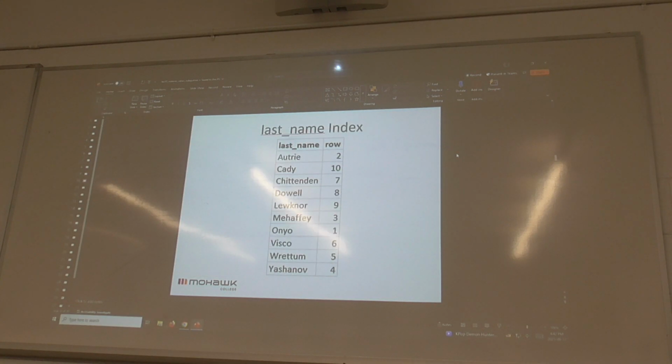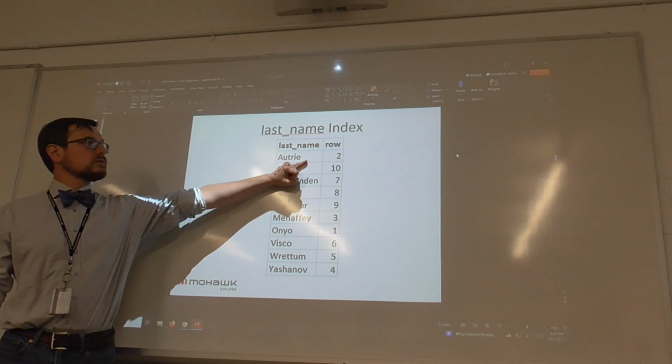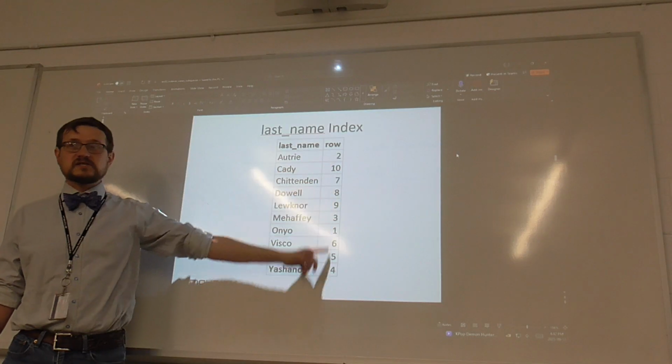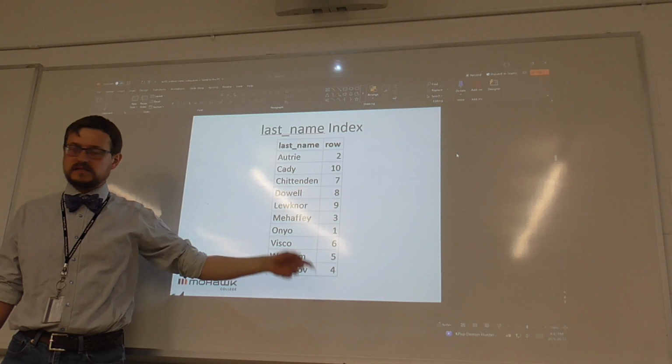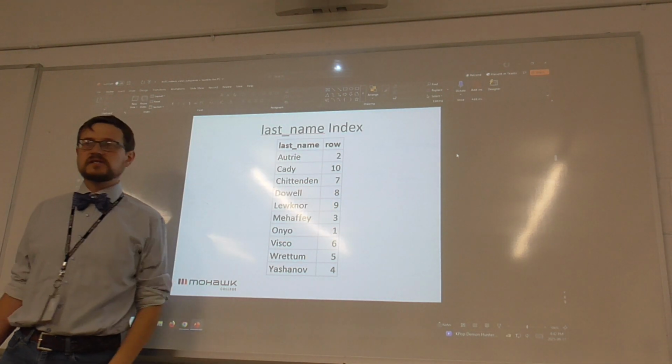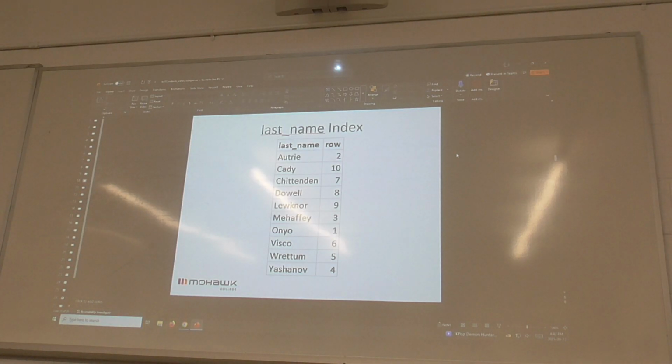Right? So basically, we have our position in the table recorded in the index, and these are alphabetized otherwise. Does that make sense? Cool. All right.